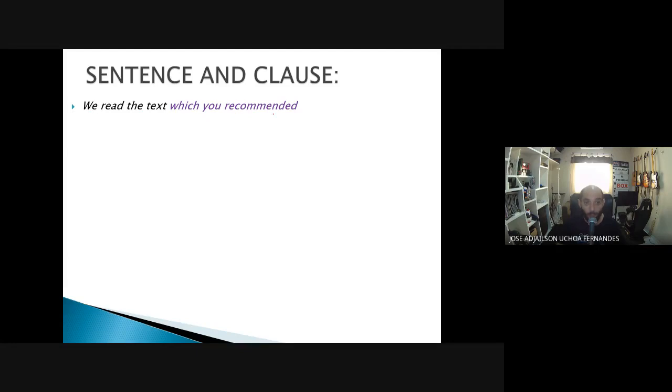We read the text which you recommended. Some of you may say, teacher, this is not a one clause sentence. This is a two clause sentence because we have two verbs, read and recommended. What I'm trying to do here is to demonstrate to you that this is a clausal sentence because there is something in the second part of the sentence referring back to the first, okay? This is a clausal sentence even though it contains supposedly two clauses, okay? Because there are two verbs. And as you said, a verb is one of the requisites for a clause.